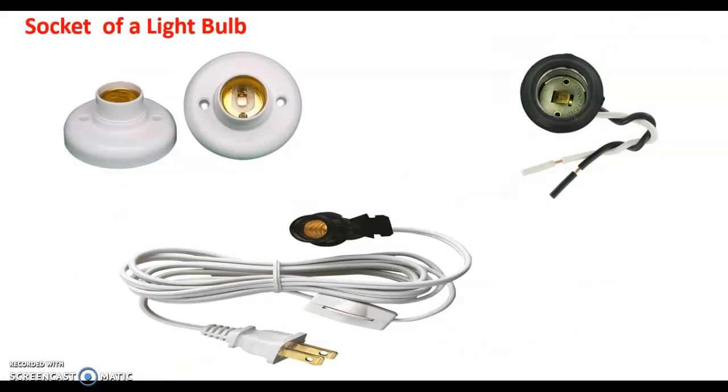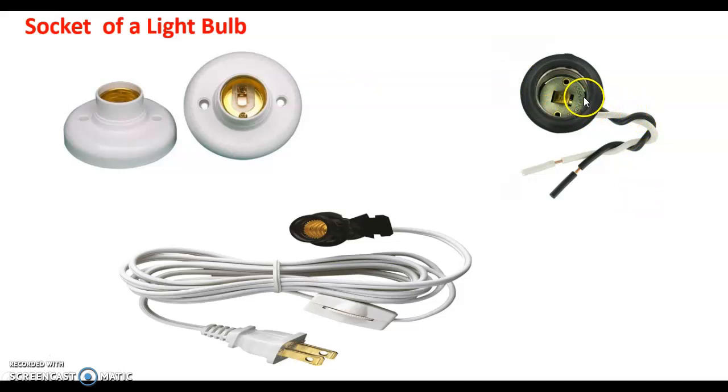These are sockets of a light bulb. As you can see, it has two terminals. So internally, this terminal one is connected to the base, and the other terminal is connected to the electrical contact when the light bulb is inserted in it.